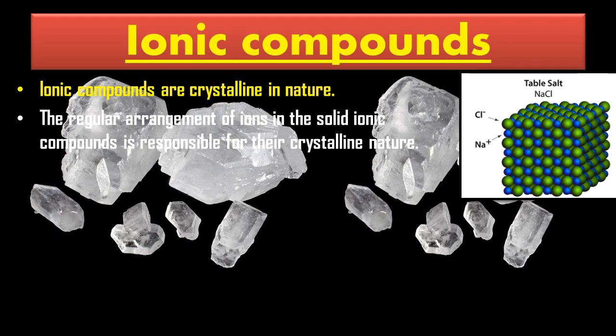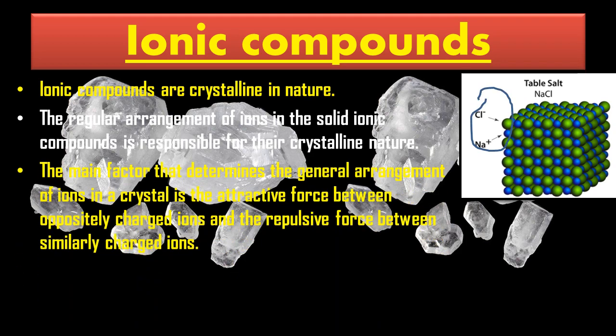Here a proper arrangement of positive and negative ions is there, and the proper arrangement of cations and anions gives the ionic compound a crystalline structure or nature. The arrangement of ions is different in different ionic compounds, and therefore the shapes of their crystals are different. The main factor that determines the general arrangement of ions in a crystal is the attractive force between oppositely charged ions and the repulsive force between similarly charged ions, that is electrostatic force.